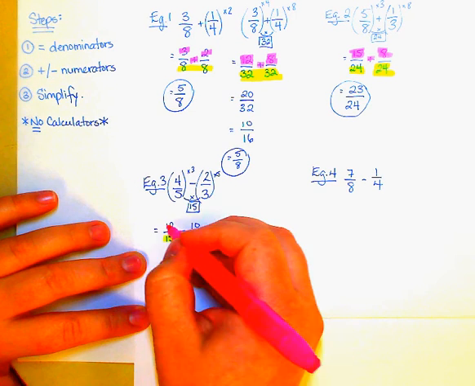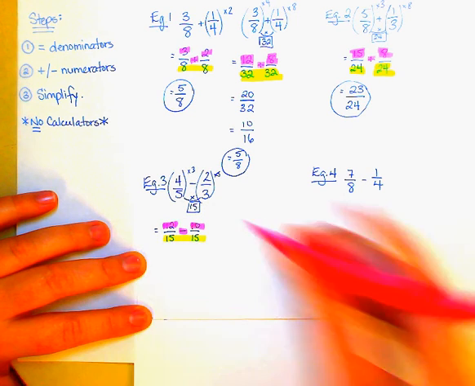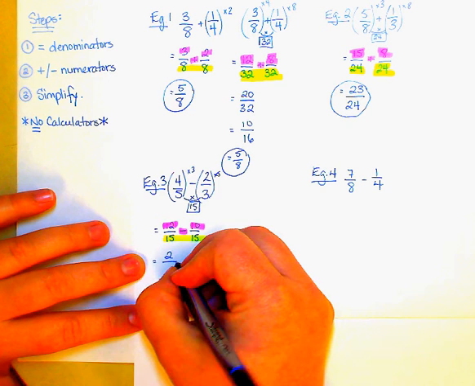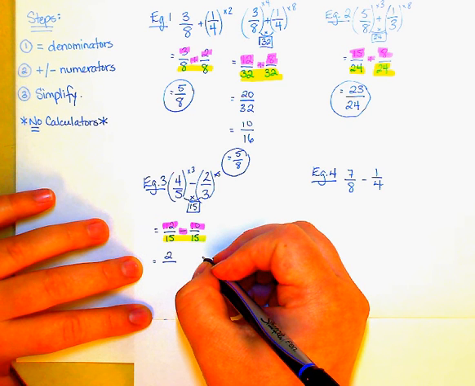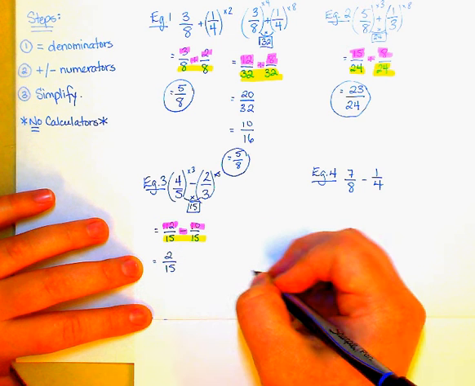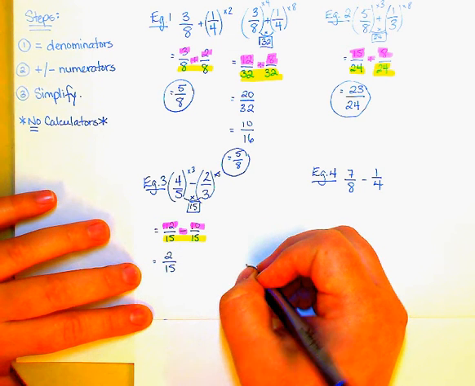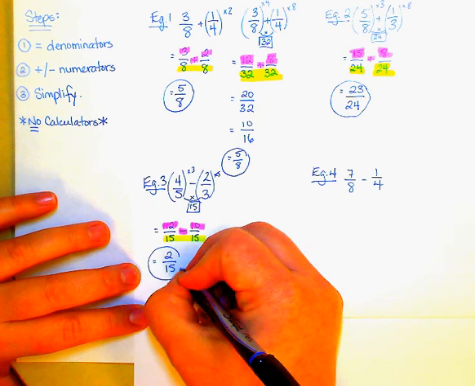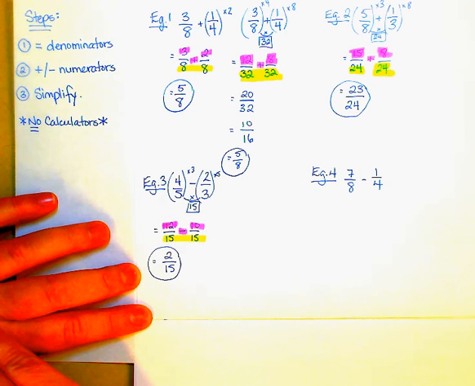I can subtract. So 12 subtract 10 gives me 2. So my numerator is 2, and my denominator has to stay the same. So it's 15. 2 and 15 have no factors in common apart from 1. So that is my final answer.